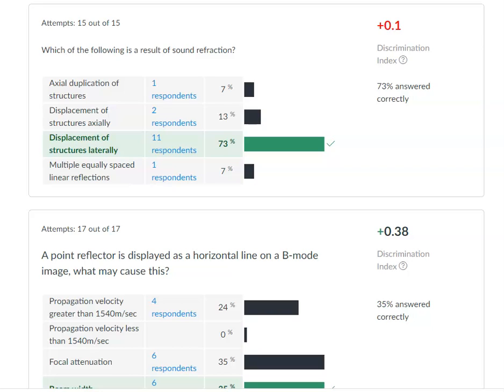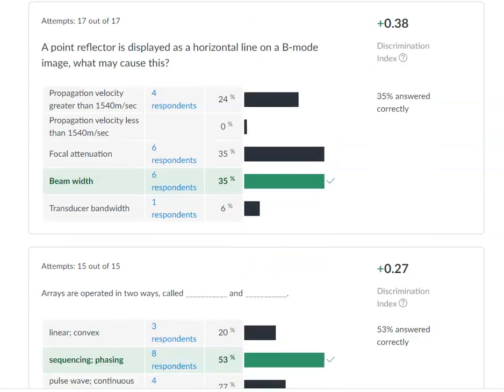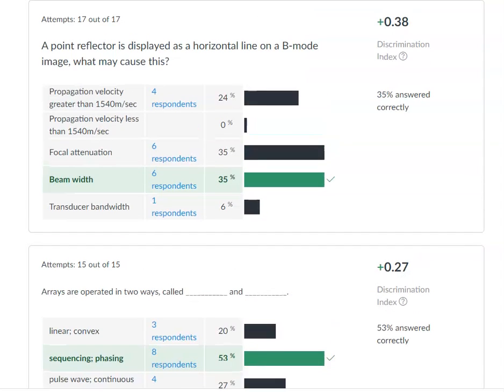Which of the following is a result of sound refraction? And that is the bending of the path of sound is refraction. So displacement of structures laterally would occur with sound refraction. A point reflector is displayed as a horizontal line on B mode imaging. What may cause this?